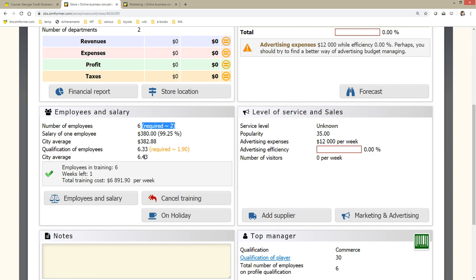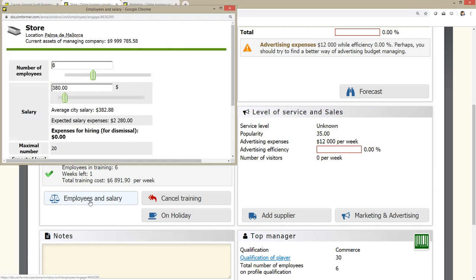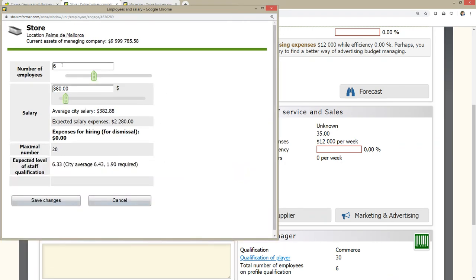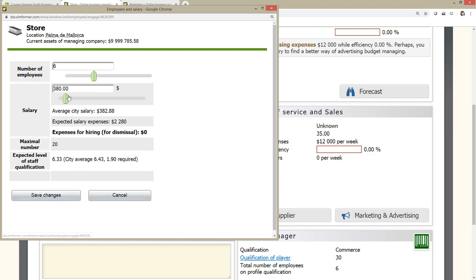So in this case, it's a little bit lower than the city average, and we can change that by clicking employees and salary here. Same as shown in the slides, we can input the values here or use the slider, and same here. The higher the value, the higher the qualification, as you can see.